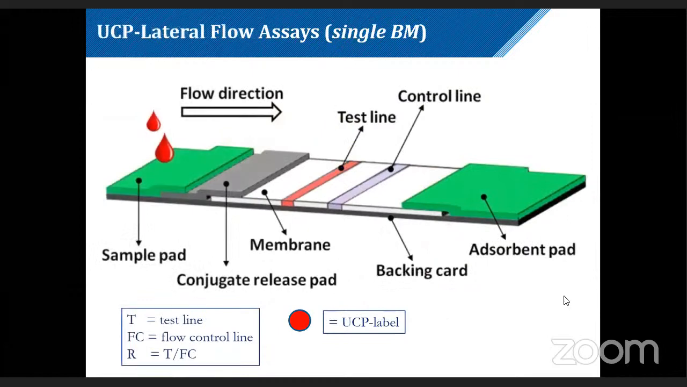Now, this is again a schematic of the UCP lateral flow. So blood flows from the sample pad to the absorbent pad, in this direction. It encounters first the test line and then the control line. What we use as a readout is the ratio, the R value, and this is the amount of luminescence on the test versus on the flow control. So it's test divided by flow control. This ratio is the number that we use, so the quantitation of the amount of biomarker present in the sample.